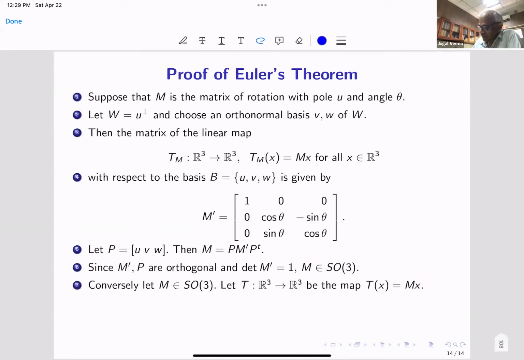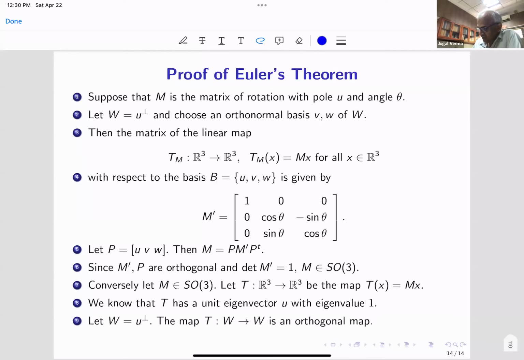Conversely, suppose I take a matrix M in SO3, and take the linear transformation which is induced by M. Then we know that this matrix has a unit eigenvector with eigenvalue 1. Take the plane perpendicular to this eigenvector, and the map from W to W is an orthogonal map, because T is induced by an orthogonal matrix. An orthogonal map is going to map vectors which are perpendicular to U to vectors perpendicular to U. So T restricts to this plane of dimension 2 in R3, and it's an orthogonal map. Orthogonal maps of the plane are either rotations or reflections.